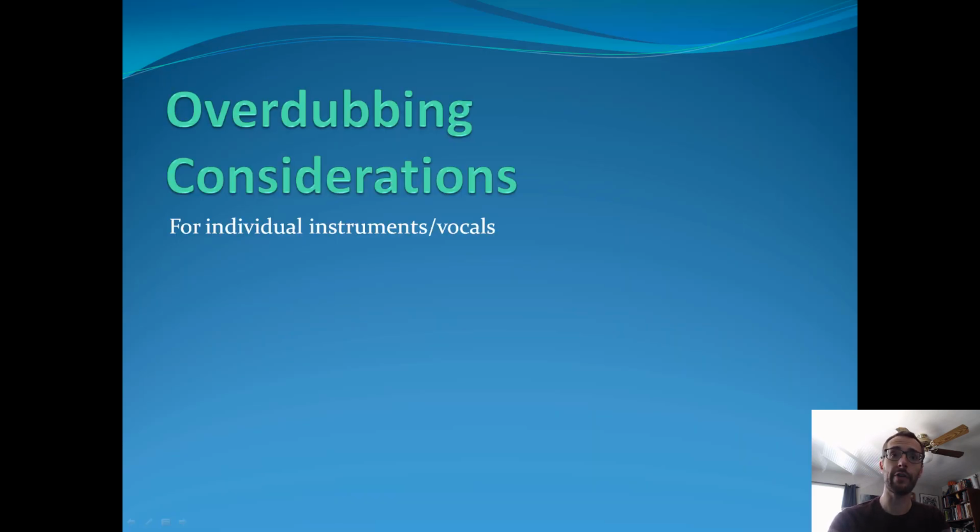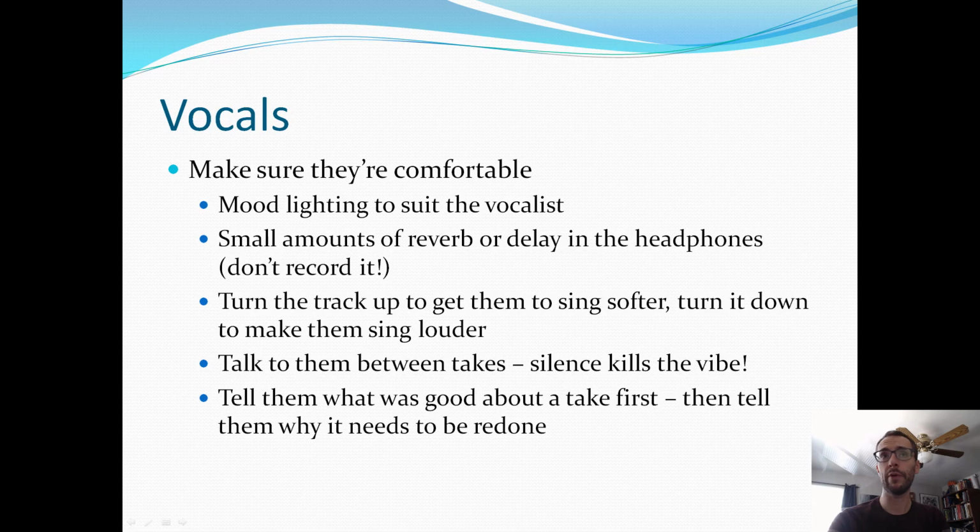So some considerations for overdubbing for individual instruments and voices. With vocals, make sure that the vocalist is comfortable. Use mood lighting if you have to. A lot of people put up the white Christmas lights or like a soft yellow standard night side table lamp. I personally use a lava lamp, but it's kind of a green-blue one. If you like that, do that. Some people don't.